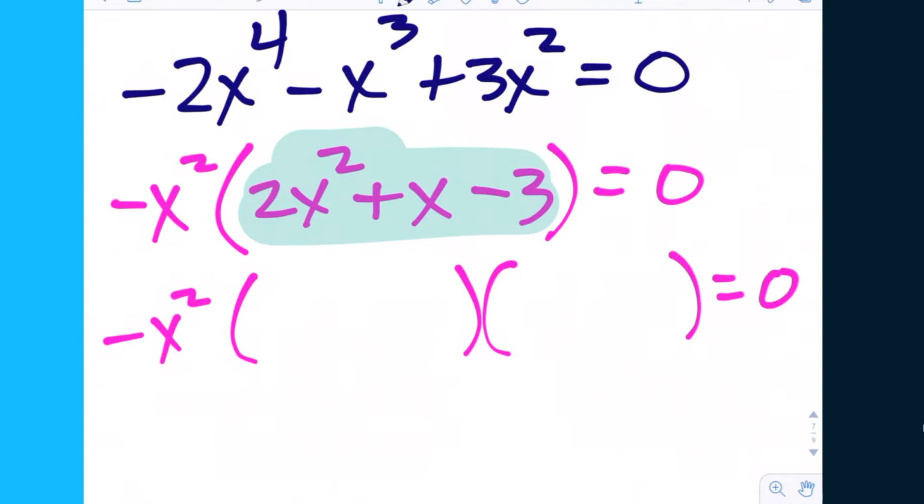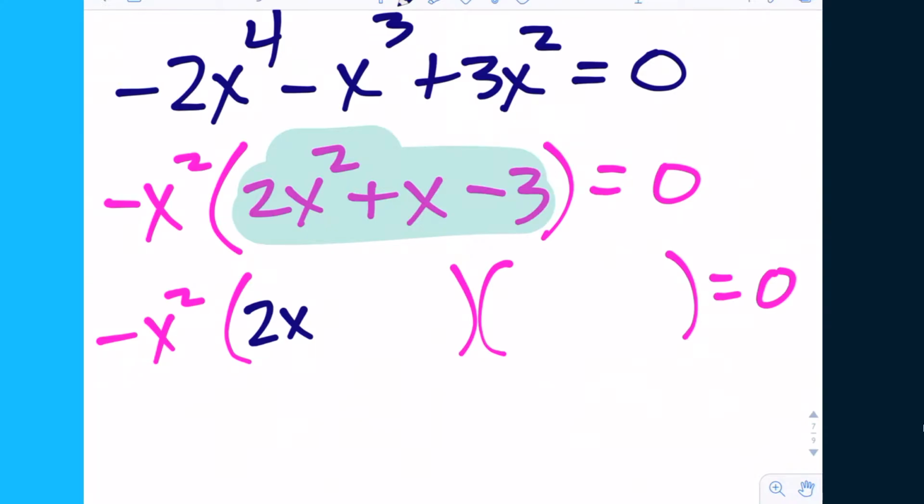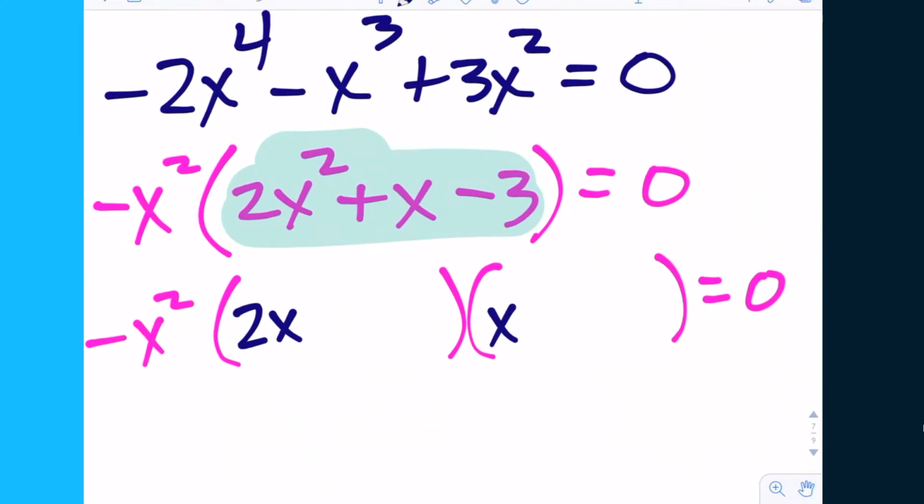Okay, so this one is actually pretty easy because both the leading coefficient and the constant are both prime numbers. So they only factor one way. So you know that 2x squared has to be a 2x and an x. And then the 3 has got to either be a 3, 1 or a 1, 3.